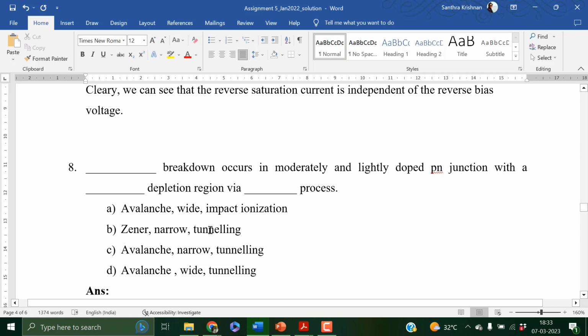Now, can you tell me what you understand by Zener breakdown, or the difference between Zener and avalanche? Zener breakdown occurs when you have a higher doping. It occurs due to tunneling, and the depletion region in that case will be narrow. Yeah, that's also correct.